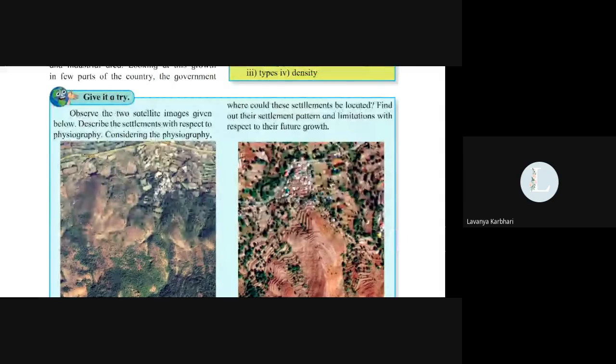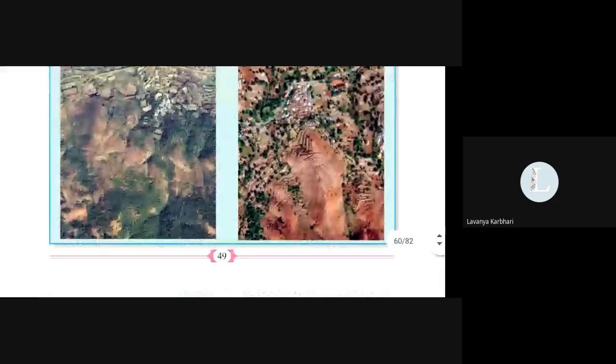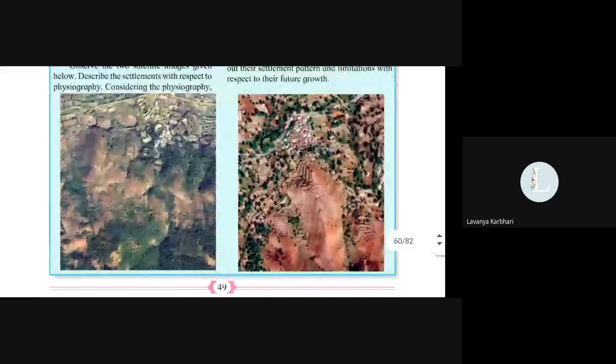Okay. So friends, you can easily see over here. There is a hilly region there. So physiography or topography is very different. Very uneven. You can easily see. So the population is concentrated in one particular area only. So that's why there is a hilly region. Slopey. There is a slopey land. You can easily see here. These are the satellite images.